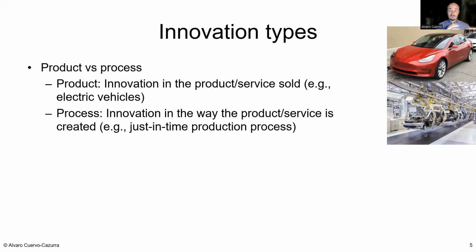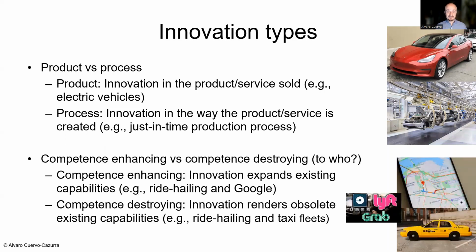You can also improve the process for electric cars or internal combustion by improving how you make them, the just-in-time production process, in which you only get the parts that you need at the right time, and then things move much more smoothly, and with this process you also increase the quality. So product versus process. Let's get into other types of innovations.